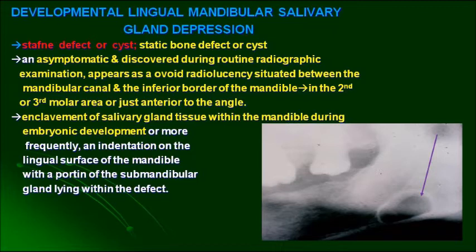Okay, clear? So why does it happen? It is just because during the development of salivary gland tissue, a small portion of the salivary gland tissue gets embedded within the mandible, by some fault due to some disturbance in the development. So that is known as the Stafne defect or Stafne cyst. Very, very important MCQ. Note down the radiographic picture also. This is otherwise known as static bone defect or Stafne cyst.